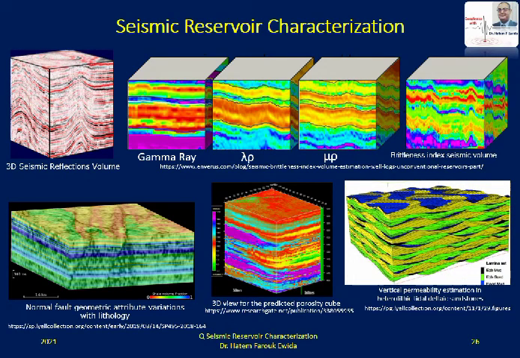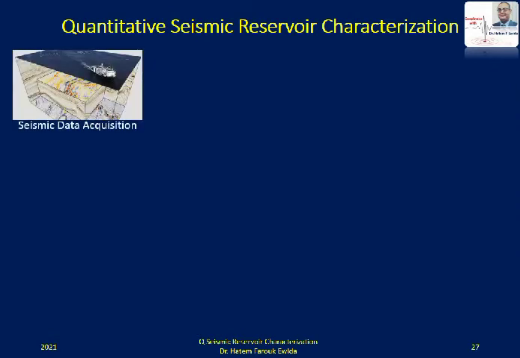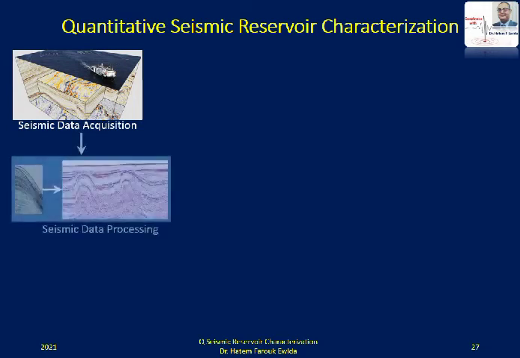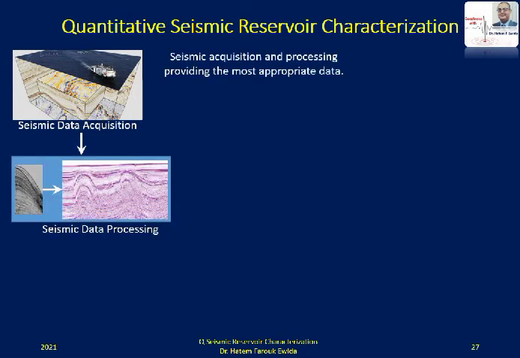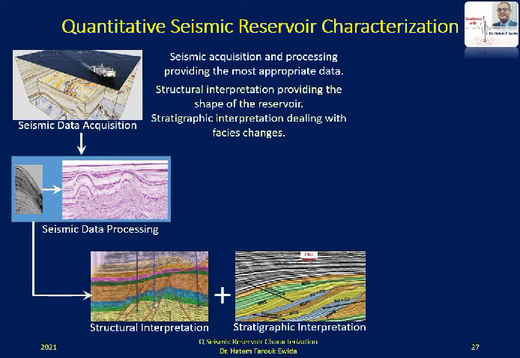So to summarize this and to understand the workflow, at the beginning, you acquire seismic data. Then you process seismic data, because seismic acquisition and processing provide the most appropriate data for the reservoir characterization. After that, you do structural interpretation and stratigraphic interpretation, because structural interpretation provides the shape of the reservoir, and stratigraphic interpretation delineates the facies change.